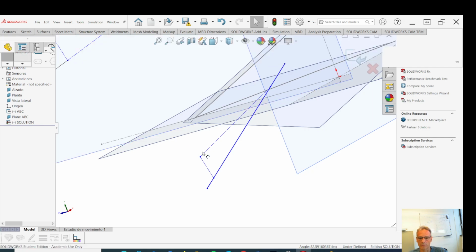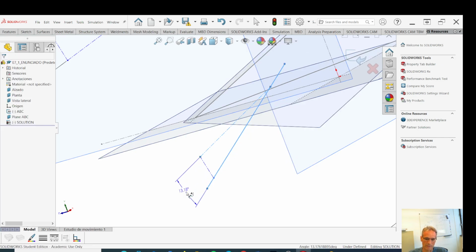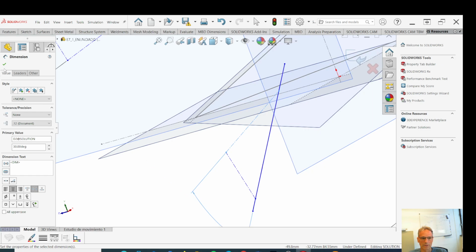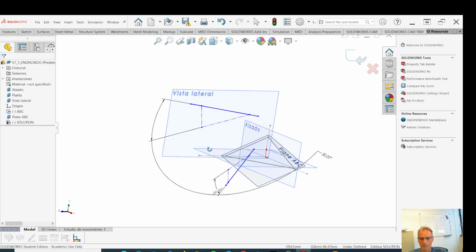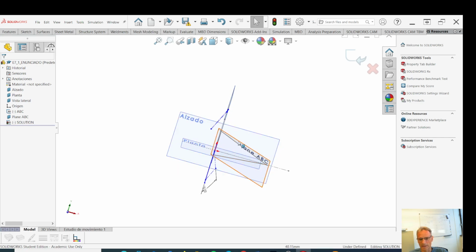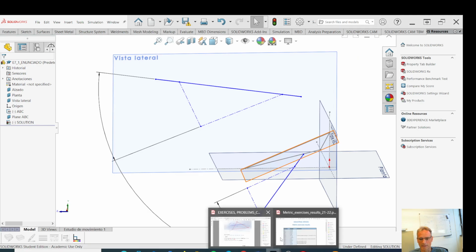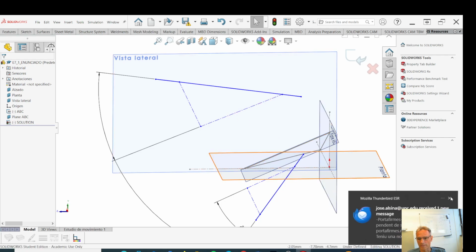And also pay attention that we always measure the angle with the parallel, which is the projection line, 30 degrees. So you see these 2 lines, they are both on la vista lateral, on the right plane, and they both have an angle of 30 degrees. So these are my 2 solutions. And then it says that once I have that solution, calculate the angle between the line R and the top plane. The top plane is the horizontal plane, and then I have to do the same.